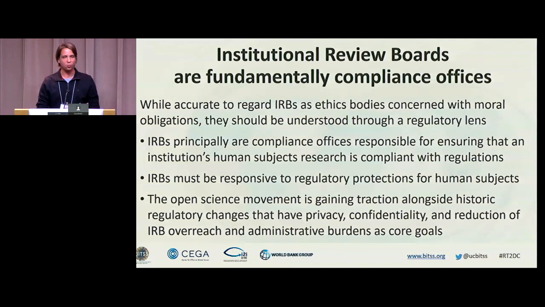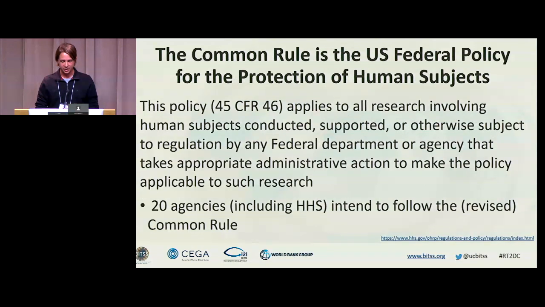So I've been mentioning the Common Rule a bit. For those who aren't familiar, it's the U.S. federal policy for the protection of human subjects. This policy, that's the Code of Federal Regulations number in case anyone is masochistic enough to look it up and read through it, like I did a bunch of times for this project. I've got the link there. This applies to all research involving human subjects that's conducted, supported, or otherwise subject to regulation by any federal department or agency that takes appropriate administrative action to make the policy applicable to such research. What the hell does that mean?